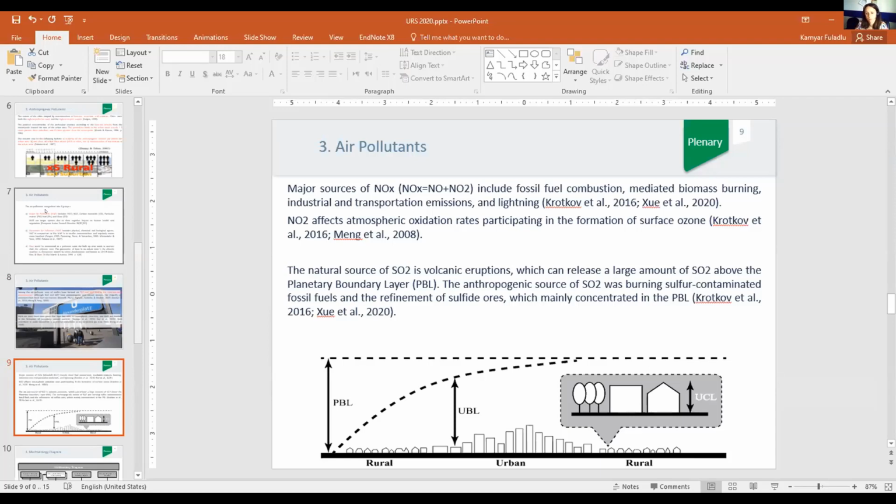The natural source of sulfur dioxide is volcanic eruption, which can release large amounts of sulfur dioxide above the planetary boundary layer, as you can see here. The anthropogenic sources of sulfur dioxide are the burning of sulfur-contaminated fossil fuel and the refinement of sulfide ore, which are mainly concentrated again in the planetary boundary layer.